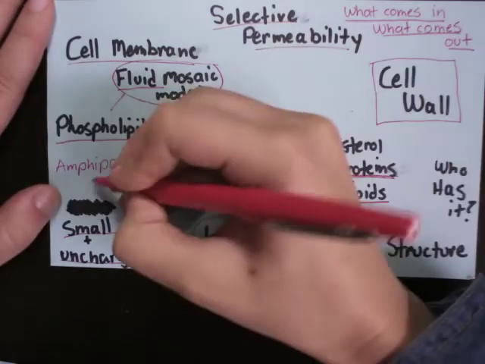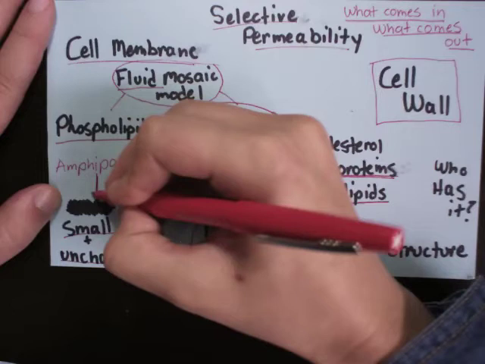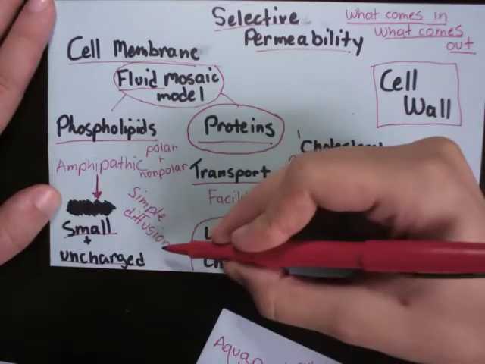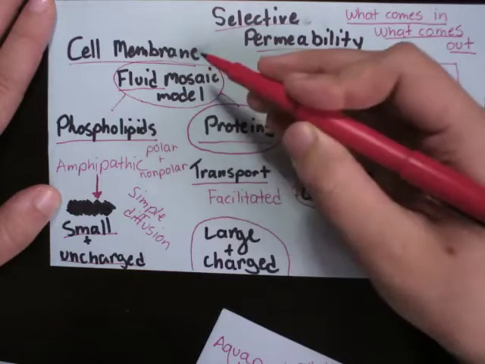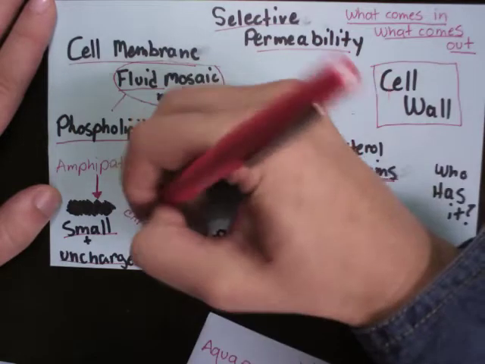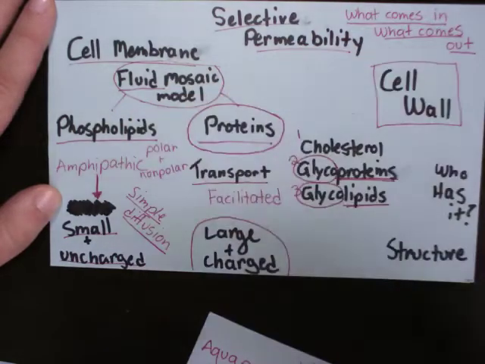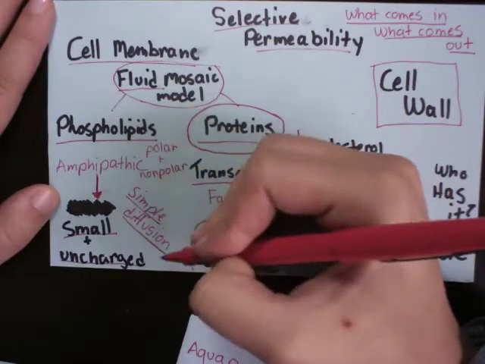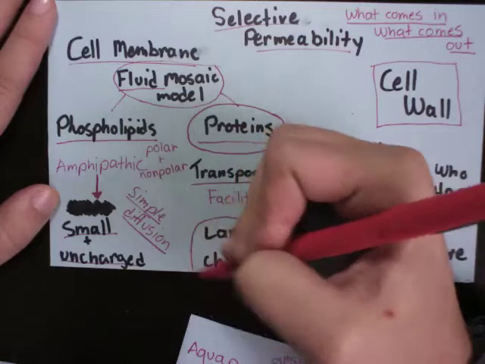We're going to connect the word amphipathic to an explanation of how small and uncharged particles move through the cell membrane using simple diffusion. We're going to use this part of our model to explain simple diffusion through the membrane.